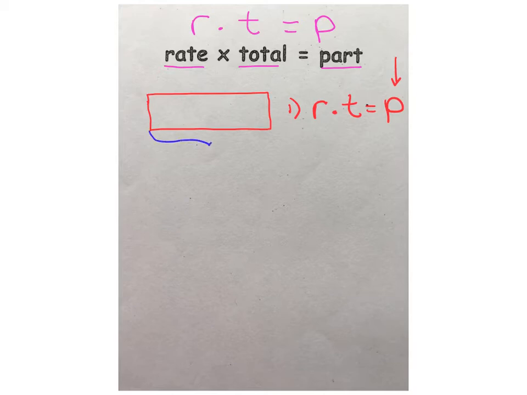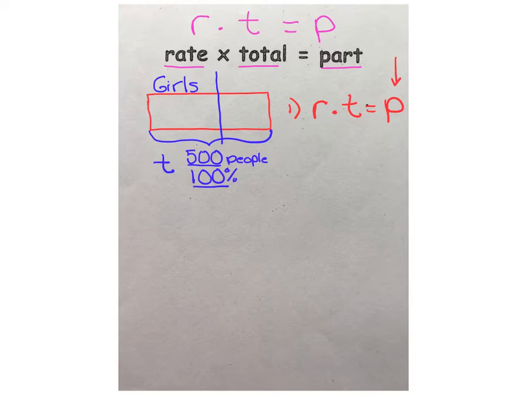Let's say this entire bar represents 500 people total, which is 100% of our population that we're going to study. Both of these are T, totals, but this is a people number and this is a percentage rate. Now we're going to break our total population up into two parts. Let's say part of this population is made up of girls and the other part is made up of boys.